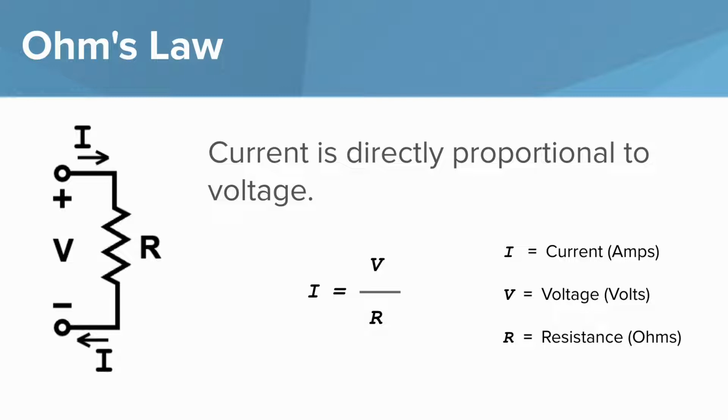Ohm's law is one of the most basic principles of electricity. In short, it states that the current through a circuit is directly proportional to the voltage across 2 points. In its most basic form, Ohm's law states that the current is equal to the voltage divided by the resistance.